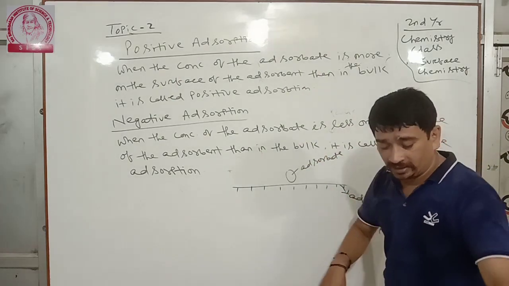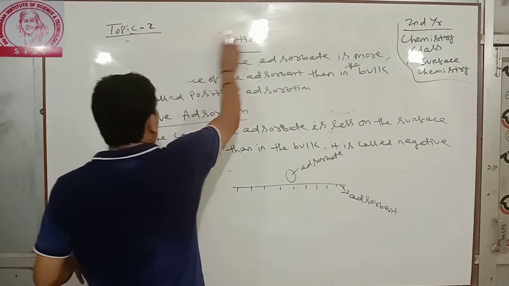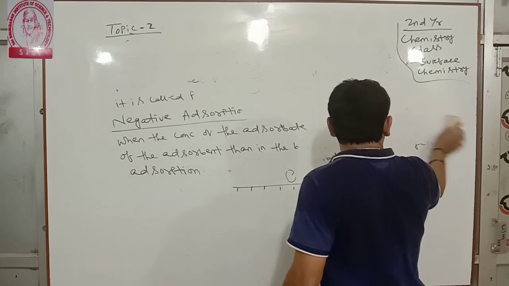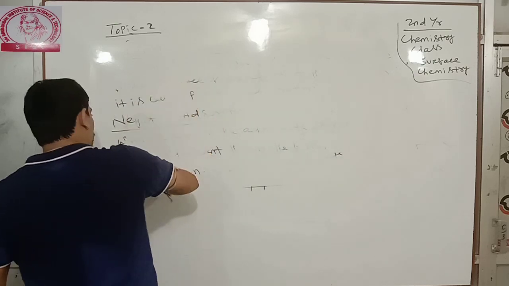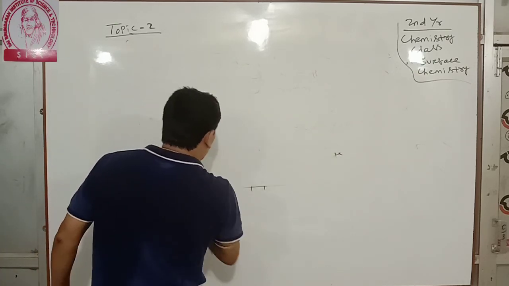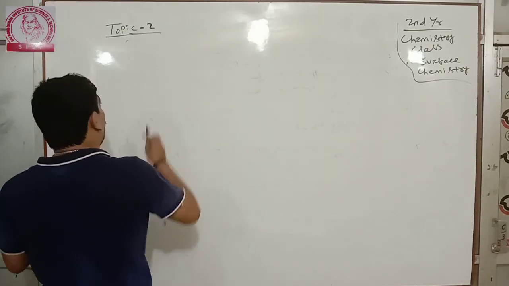Next is the types of adsorption. There are two types. Next class we will discuss them; I am only writing the types of adsorption now. Next class we will proceed with what are the forces which operate between adsorbent and adsorbate.